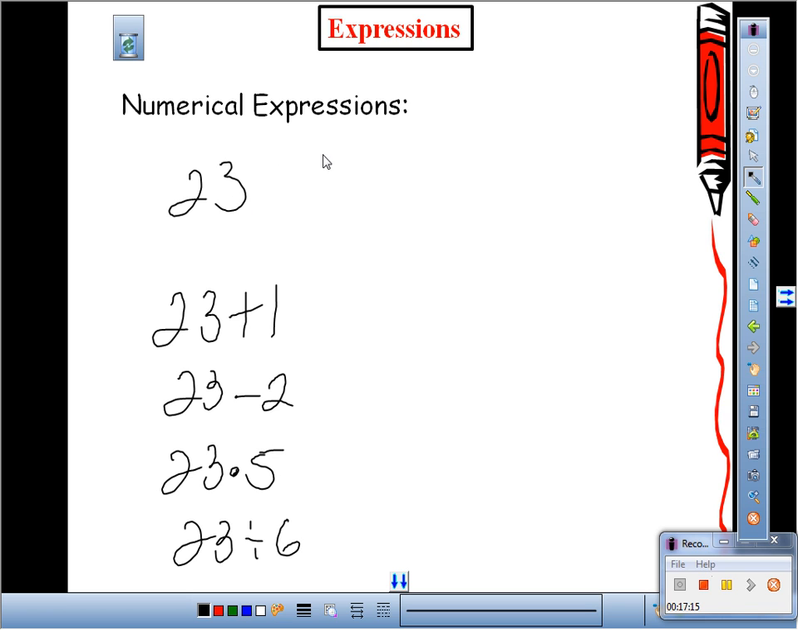All of these are numerical expressions because all they use is numbers and operations. The other type of expression is, which one are we looking at today? Algebraic expressions. What did you guys notice on numericals that we didn't use? Variables. Well, guess what we're going to use for algebraic? Variables. What else? Numbers, and what else? Operations. Those three. So here we go.